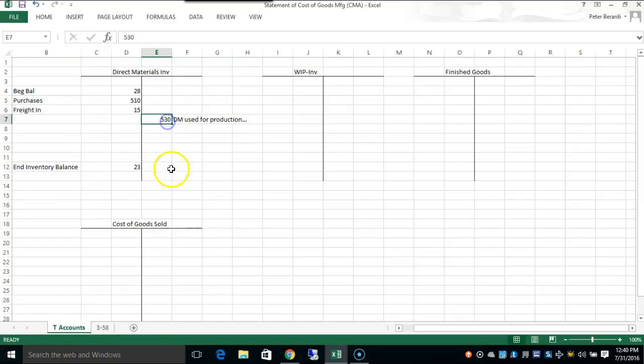Now we all know that the credit to direct materials inventory is made because that's the direct material that was used in WIP. So a credit to direct materials inventory is a debit to WIP. That material was put into production and is now work in progress. So it's a debit to WIP.